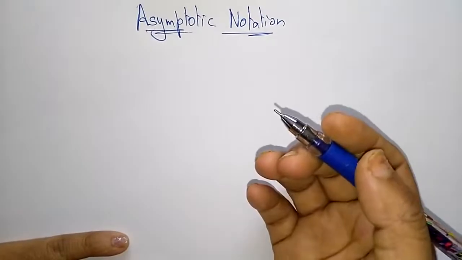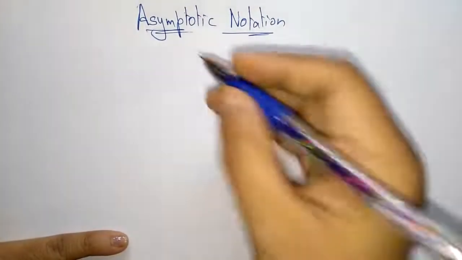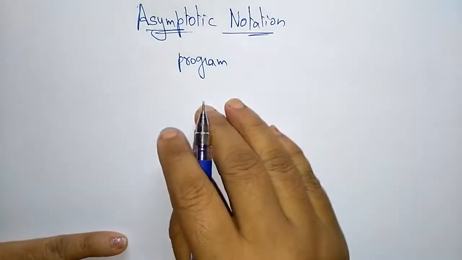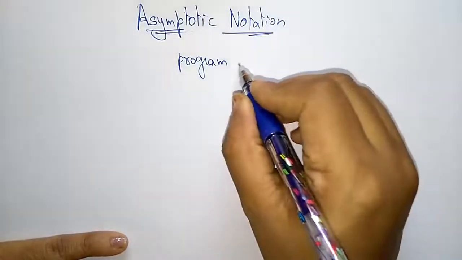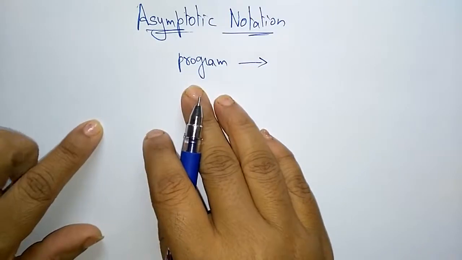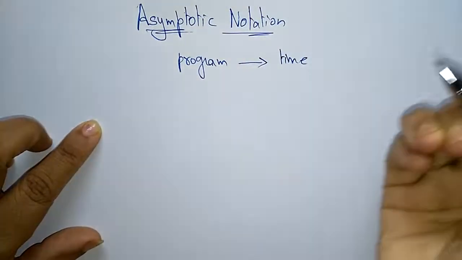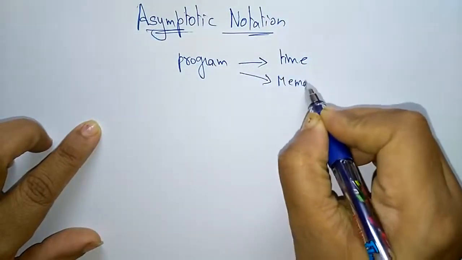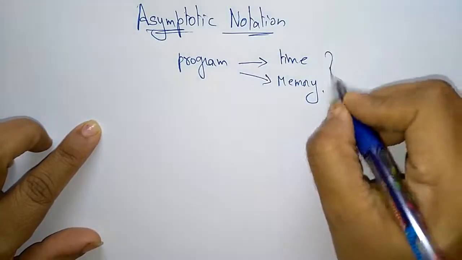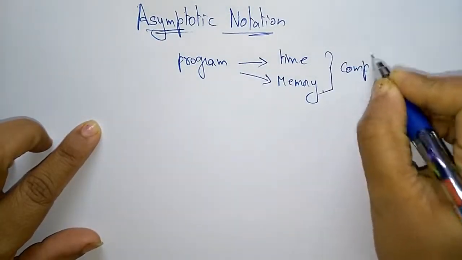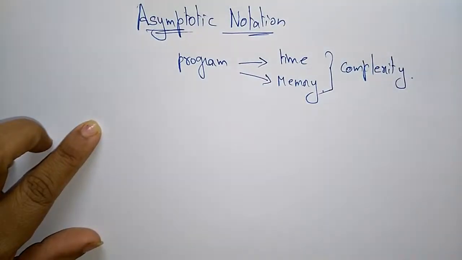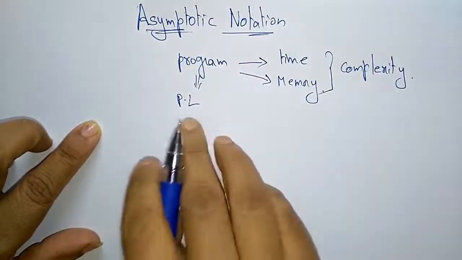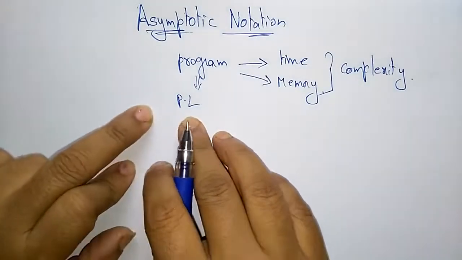Suppose you want to develop a program. The program that is developed is based on the time it takes to execute, and the memory that it occupies, which are determined by its complexities. Any program may be written in different programming languages, and whatever the programming language, you call it a formal language.